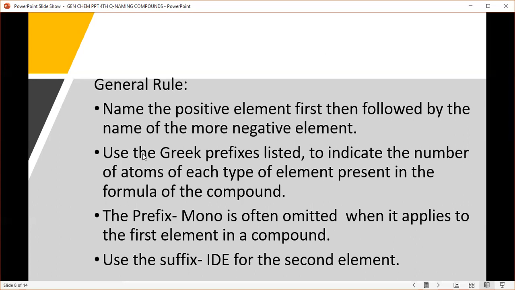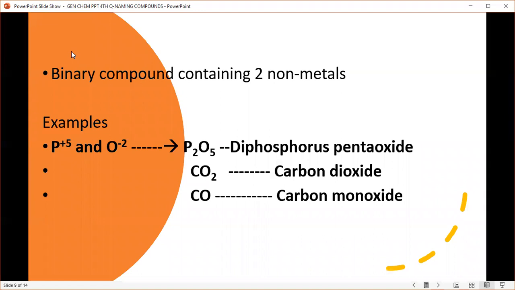Okay, so let's take, for example, here, P positive 5 and O negative 2. So P is phosphorus. It is a non-metal. Oxygen is also a non-metal. But as you can see, phosphorus in this specific example is more positive than oxygen. So we write it first. It is our first element as stated in our rule. If we try the crisscross method, that's going to be the chemical formula P2O5.